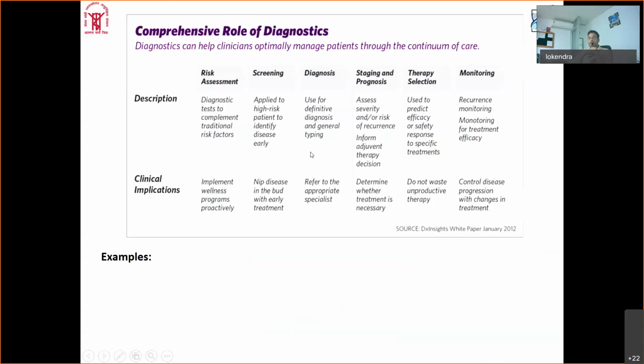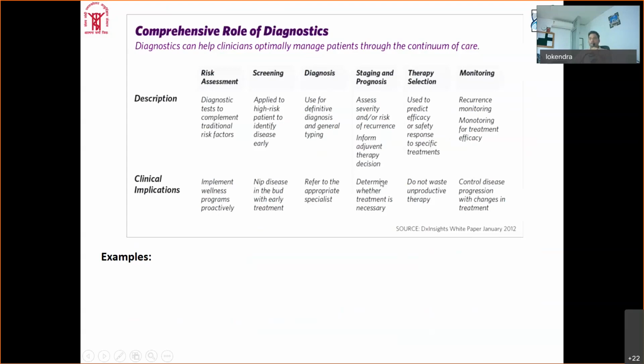Diagnosis is also used for definitive diagnosis and general typing. After screening, if we find certain individuals who are vulnerable or have symptoms, then it can be diagnosed at what stage the disease is, or which kind of specialist they should be sent to. So that refers to the appropriate specialist. Staging and prognosis is again an important aspect, in which with the use of molecular diagnostics or other diagnostic methods, we can identify different stages, recurrence, and how patients will respond to various sorts of therapy.